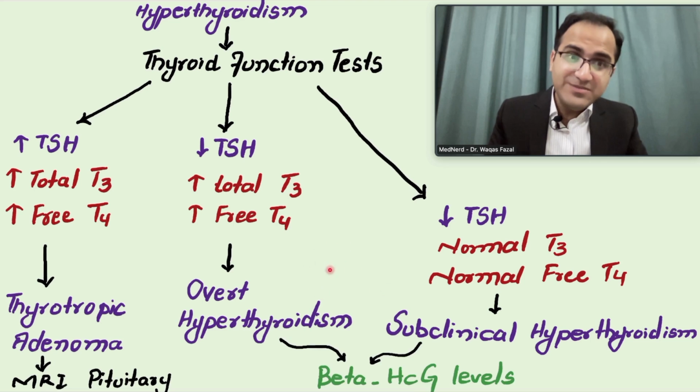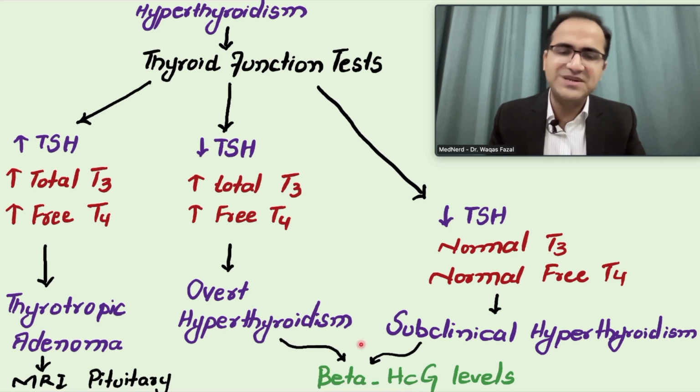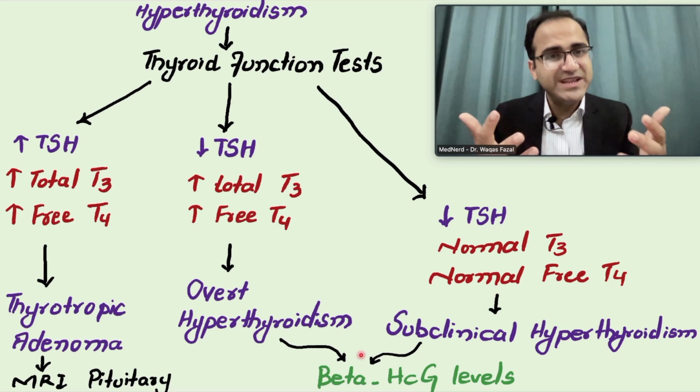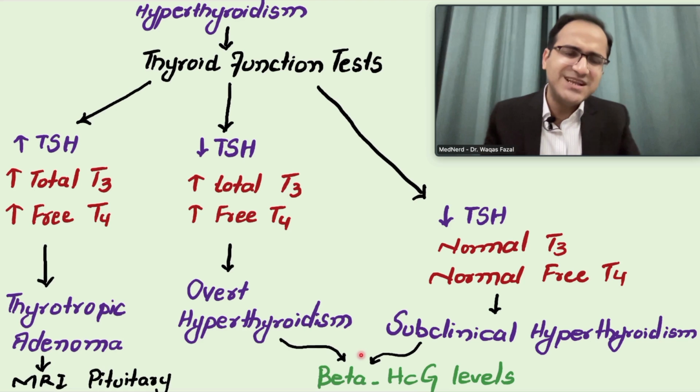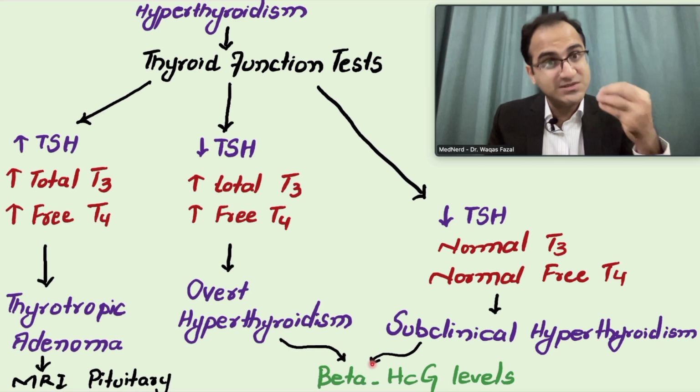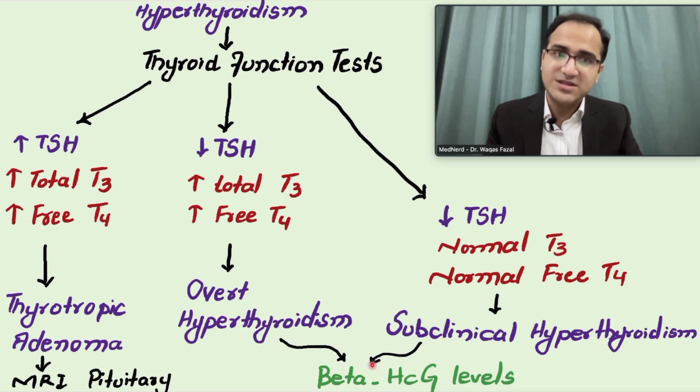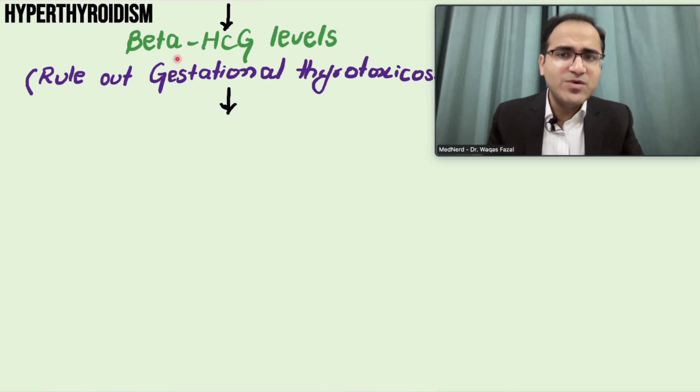Now, if you have a female patient with hyperthyroidism, low TSH and increased T3, T4 or normal T3, T4, a good thing to do is to perform beta HCG levels. In a female of childbearing age, you should perform a beta HCG level because sometimes there can be a choriocarcinoma or hydatidiform mole that is producing excess beta HCG and resulting in stimulation of the thyroid gland. You perform beta HCG level and you rule out gestational thyrotoxicosis.